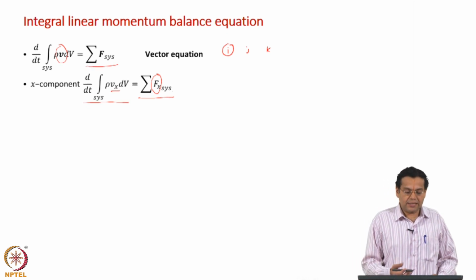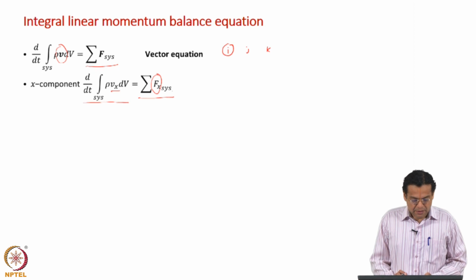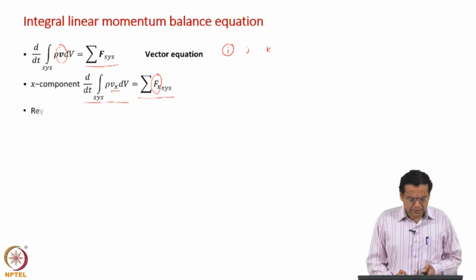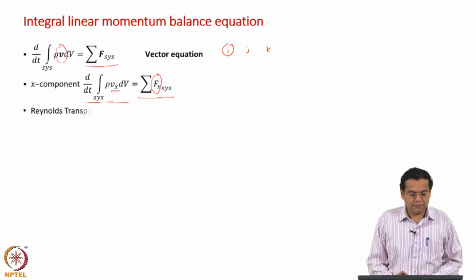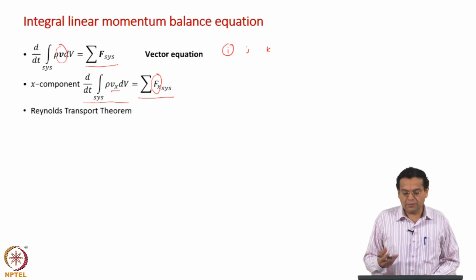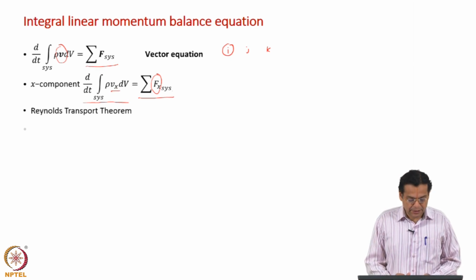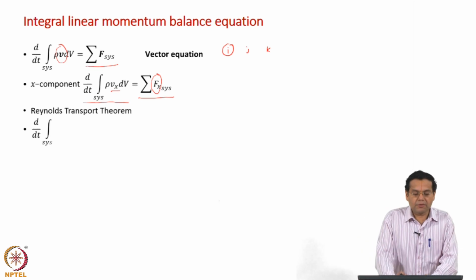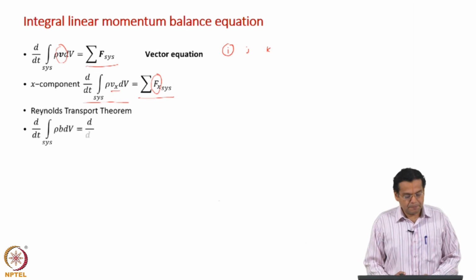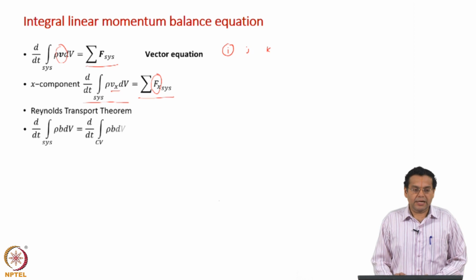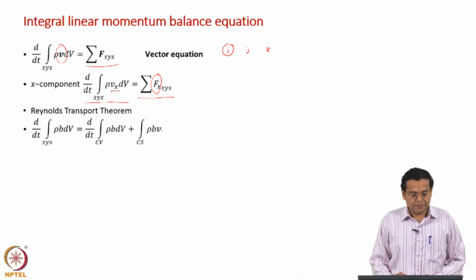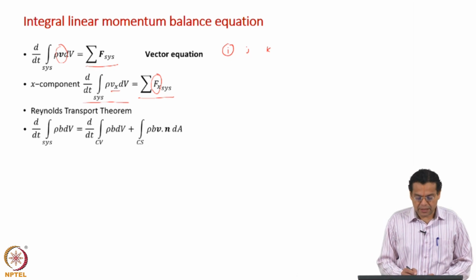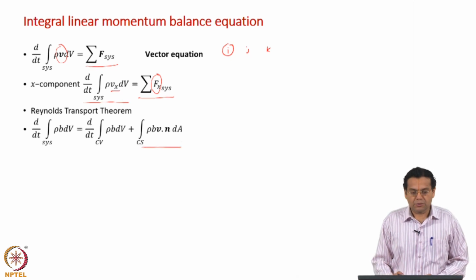So, we associate a direction with the momentum. Now, as we have done under total mass balance, we will use the Reynolds transport theorem to express the left hand side in terms of control volume, control surface. Let us write down the general form of the Reynolds transport theorem, which relates rate of change of property for the system to the rate of change of property for the control volume and net rate at which the property leaves through the control surface.